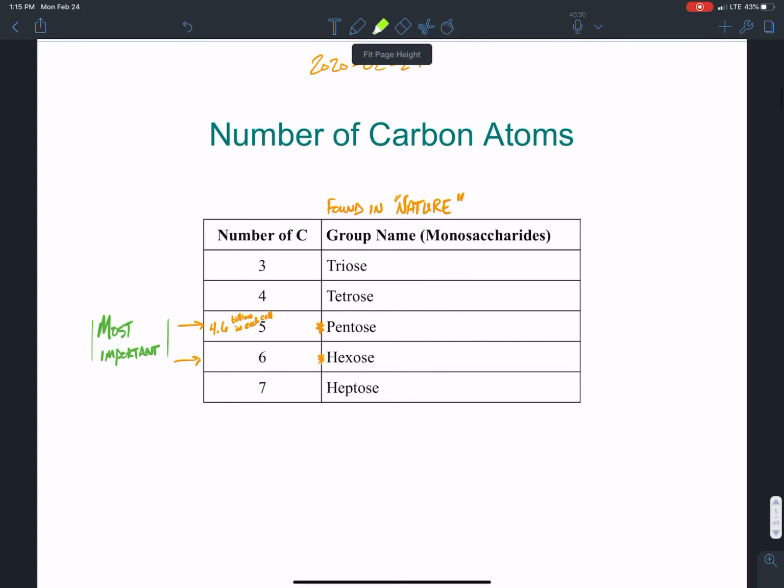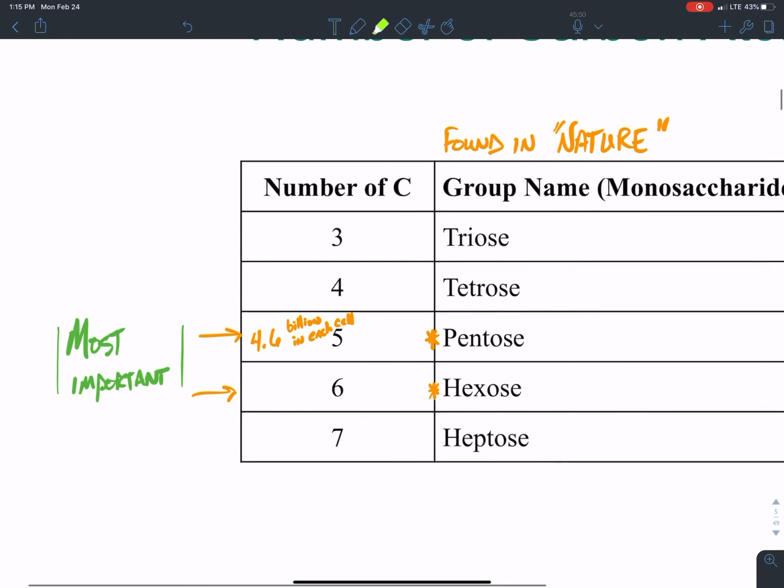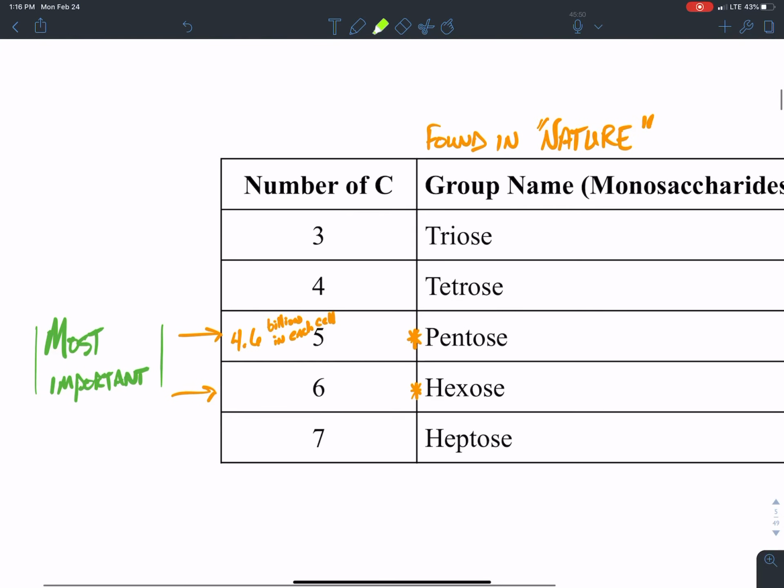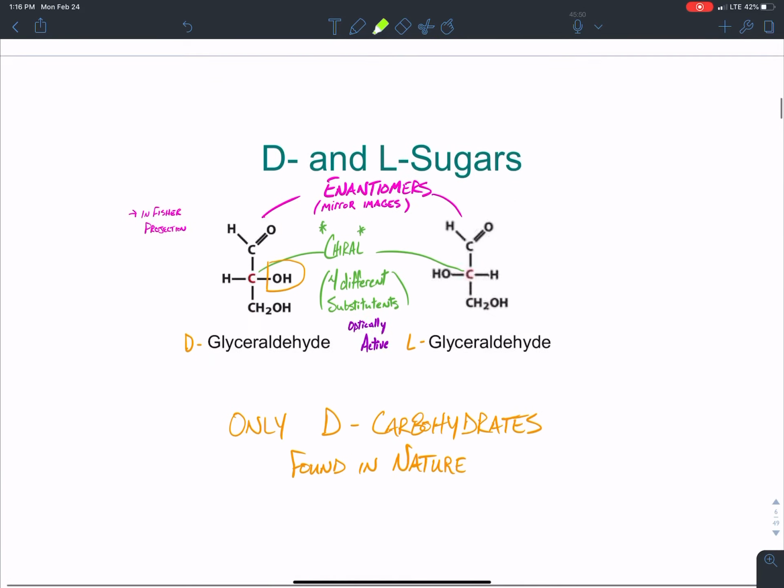The number of carbon atoms. So we want to make note that these are all found in nature, but the most important are pentose and hexose. That's 5 pairs. And she told us specifically that 4.6 billion pairs per cell. Can you imagine that? God put 4.6 billion pairs per cell. Oh, man, that's so awesome.